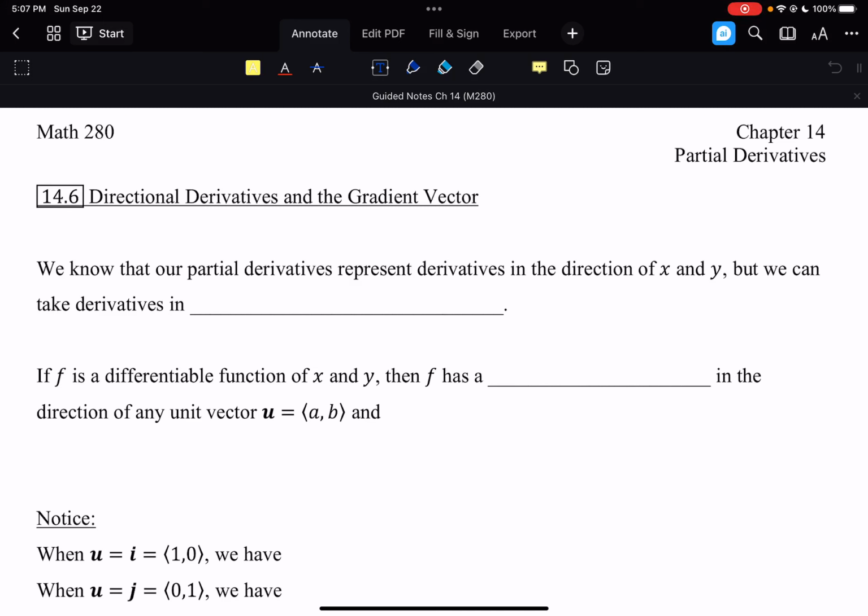Welcome to section 14.6. In this section, we will be talking about the concept of directional derivatives and the gradient vector. So we have been working so far with the partial derivatives of a function with respect to x and with respect to y. That's fx and fy. So we know that these partial derivatives represent derivatives in the direction of x and y, but what we are trying to do is not just take derivatives in those two very specific directions, but we want to be able to take derivatives in any direction.